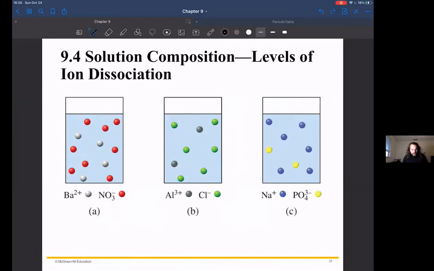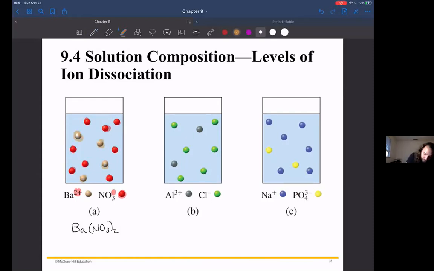All right, and then the ratio of ions will dictate their concentration in solution. So what do I mean by that? Barium nitrate is Ba(NO3)2, right? And I know that by looking at the charges of the barium and the nitrate. That's how I determined I needed 2 nitrates per barium, okay? So when I dissolve this in solution, note that the nitrate is pictured in red. I have twice as many nitrate ions floating around as I do my barium ions, which are pictured in gray.